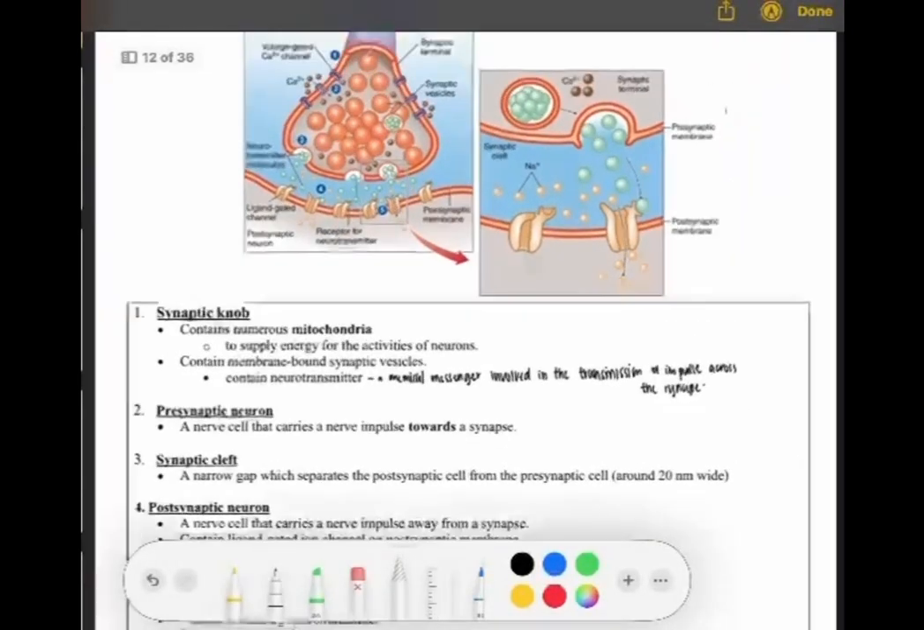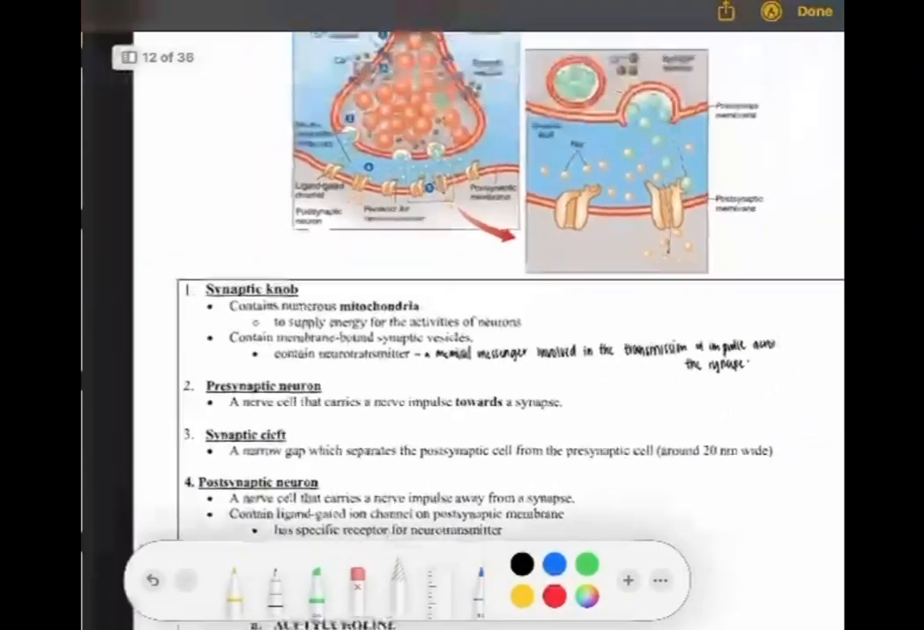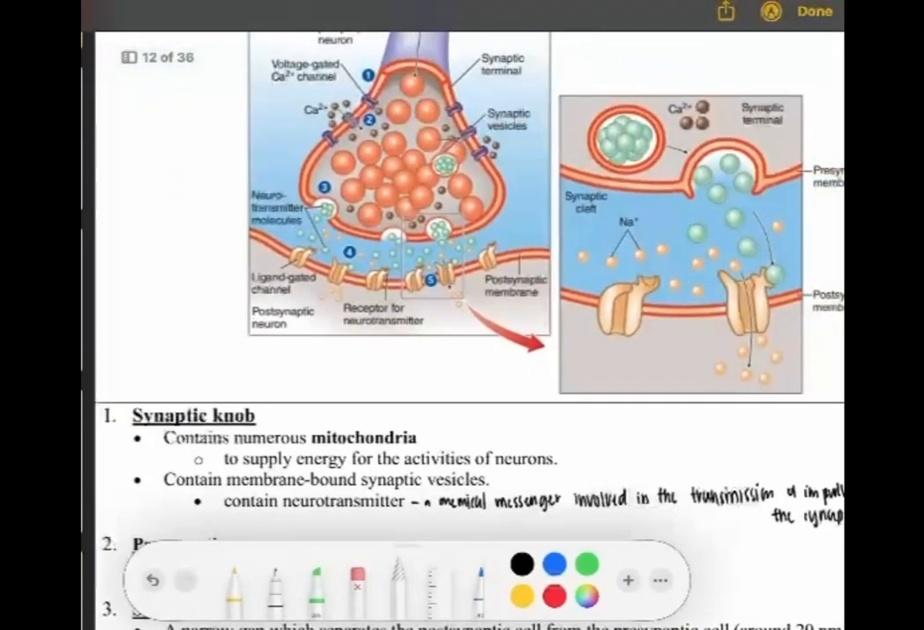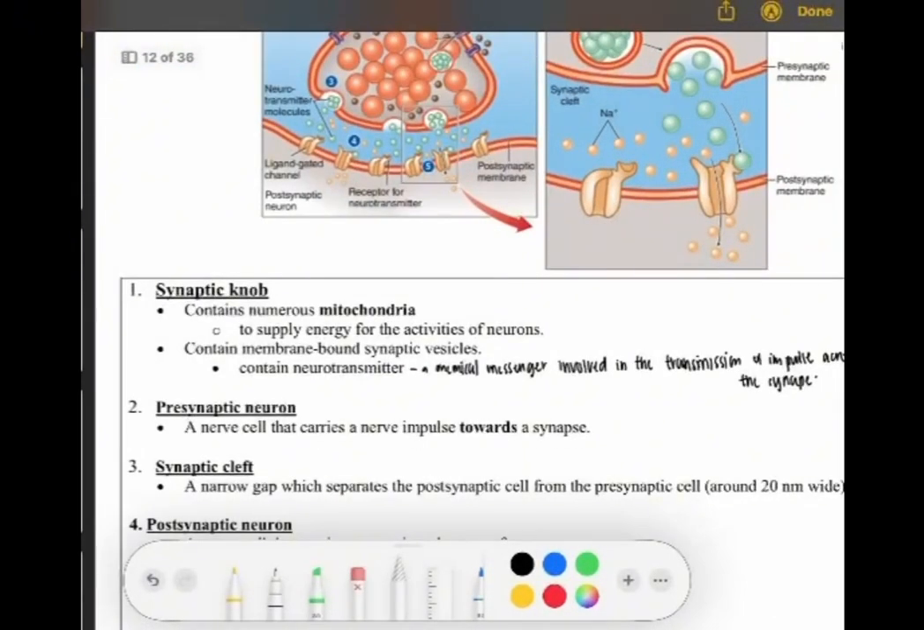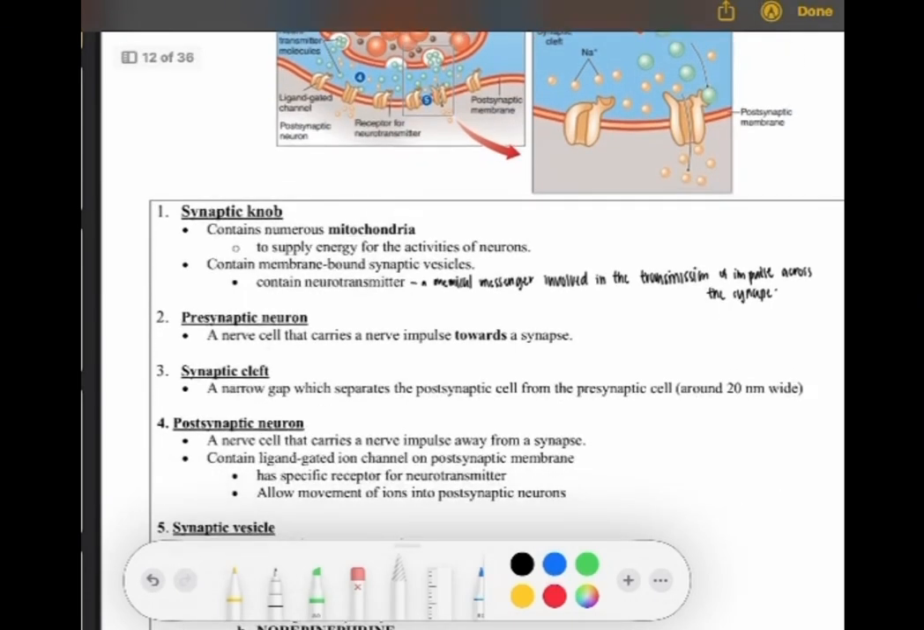Next is the synaptic cleft. What does synaptic cleft mean? The synaptic cleft is a narrow gap that separates the postsynaptic cell from the presynaptic cell. The width of the synaptic cleft is around 20 nanometers, which is quite small.